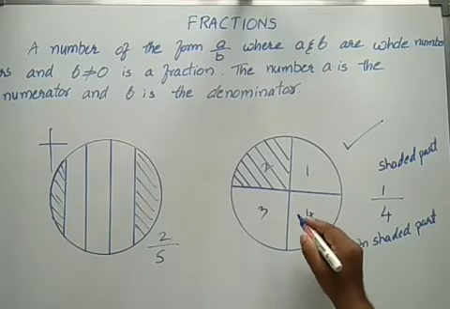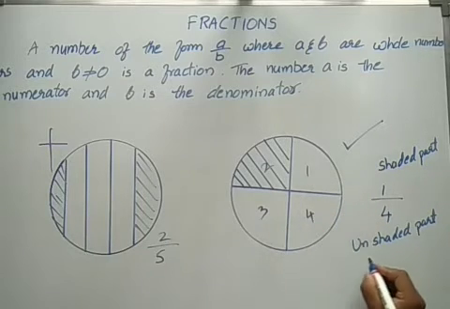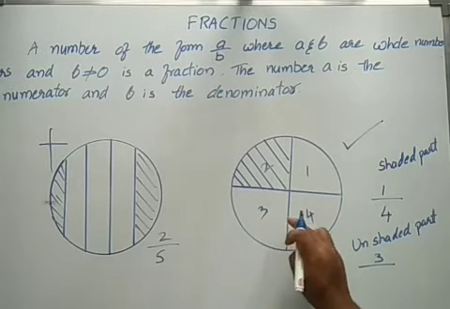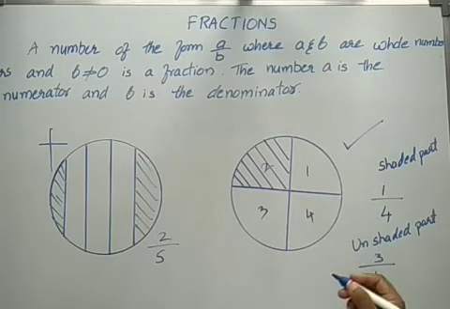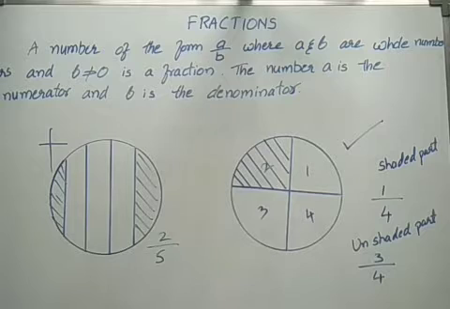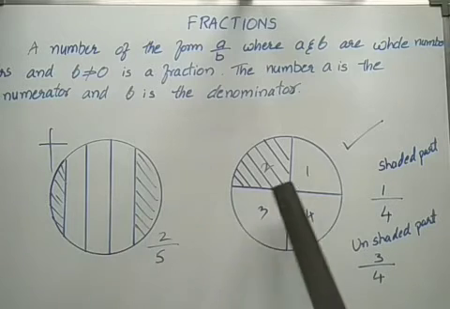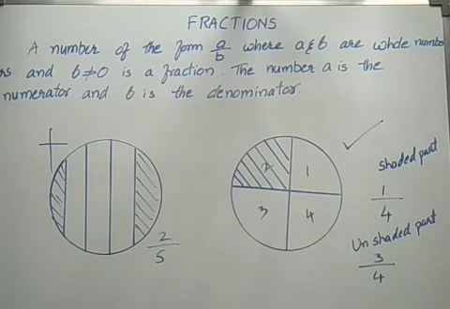Unshaded part, how many? 1, 2, 3. So 3. By total number of the parts: 1, 2, 3, 4. So 3 by 4 is the unshaded part. I think everybody got a clear idea about fraction. So everybody remember that. This one is a wrong one. This one is a right one.